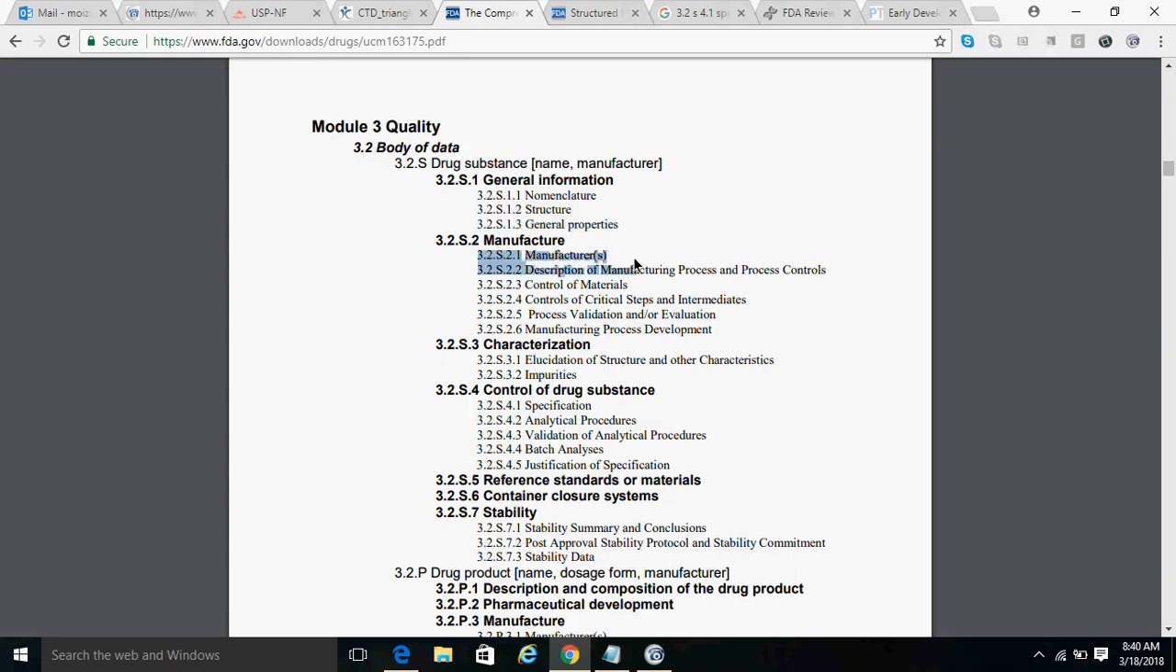Then it goes to another section, 3.2.S.2 manufacturer. So now we know our manufacturer is in Toronto, Canada. What is the company name? What is the address in Toronto? Who is the point of contact in Toronto, Canada? What is his phone number? What is his email address? Here the information goes, who is the manufacturer.